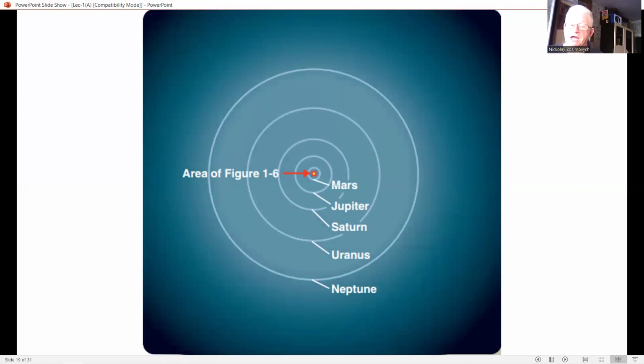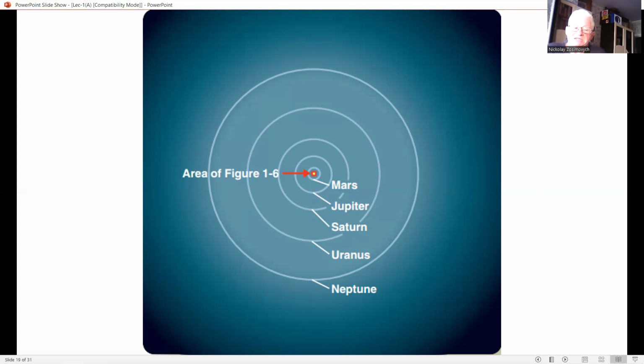Enlarge your field of view again, and you can see the entire solar system. The details of the preceding picture are now lost in the red square at the center of this diagram. You see only the brighter, more widely separated objects. The Sun, Mercury, Venus, and Earth lie so close together that you cannot see them separately at this scale.